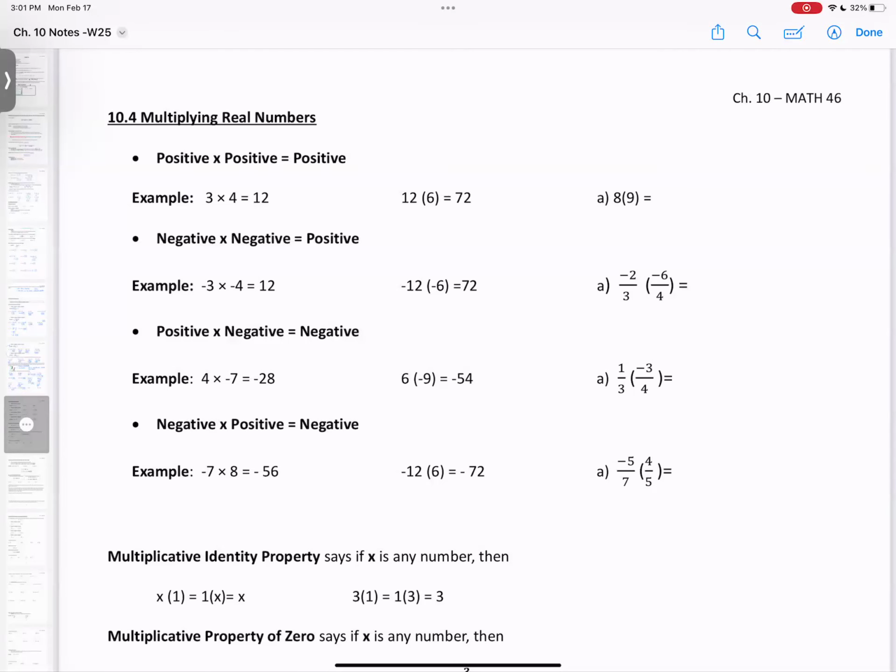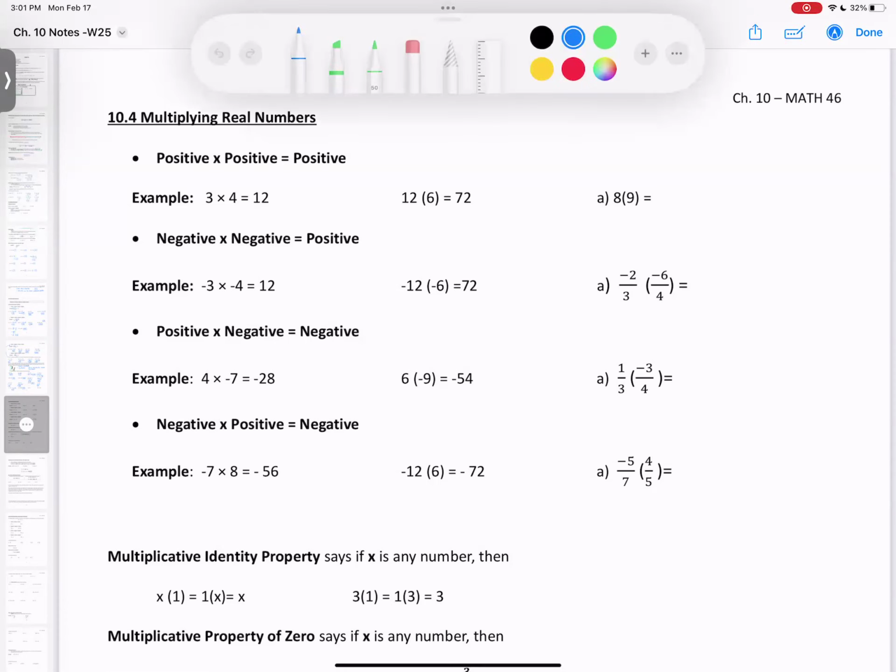Moving on to 10.4, now we talk about multiplying real numbers. The rule with multiplying and dividing is that if you are multiplying or dividing the same sign, your answer will be positive. If your signs are different, your answer will be negative. So being the same is positive, you can think of for multiplying and dividing.